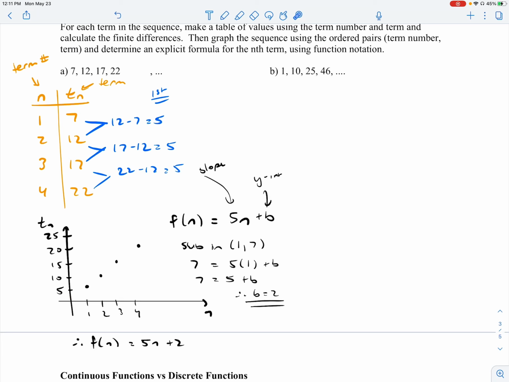Okay, so anyway, that's how we could find the explicit formula in function notation. Function notation is real easy. Instead of writing it as t of n, we switch it to an f.